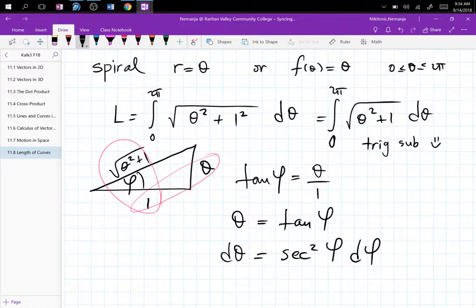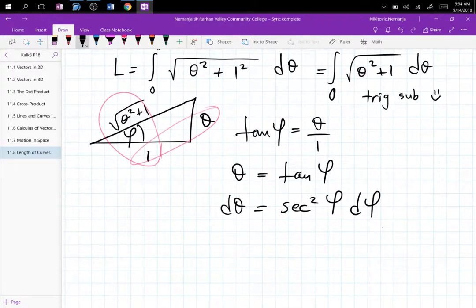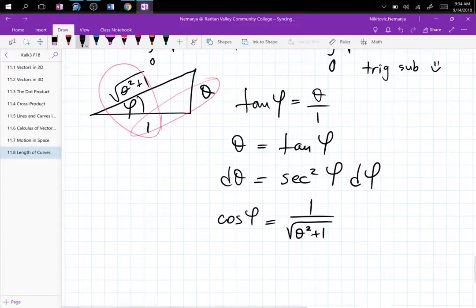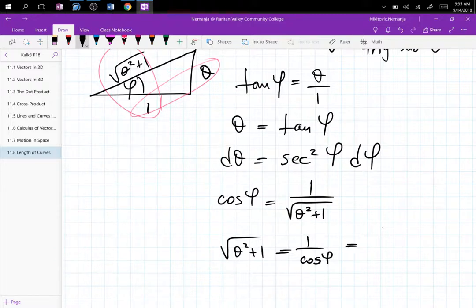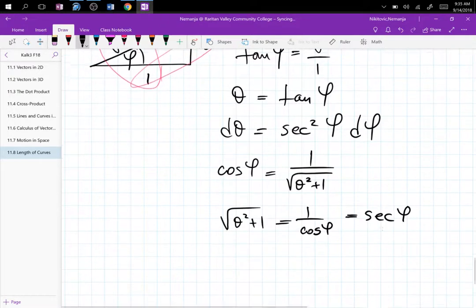When we write the square root over here, it's going to be cosine phi, which is the square root divided by, 1 divided by the square root. From here, when we flip the square root and put it up, we have 1 over cosine phi, which is secant phi. And we have our substitutions.